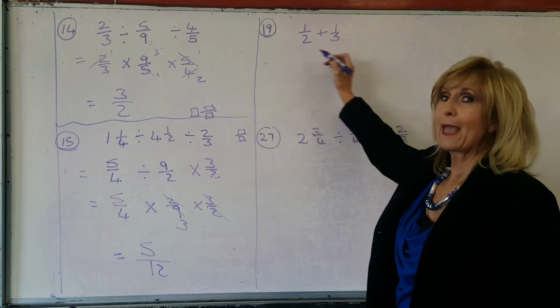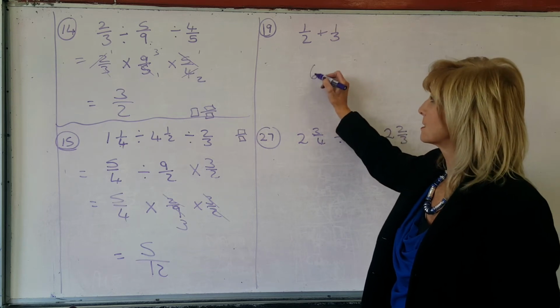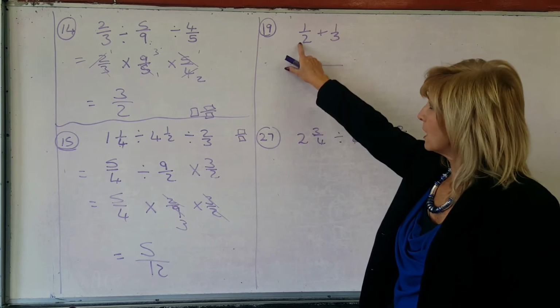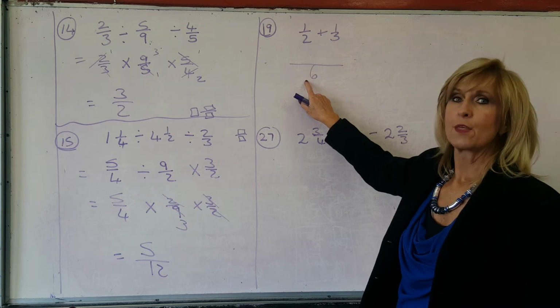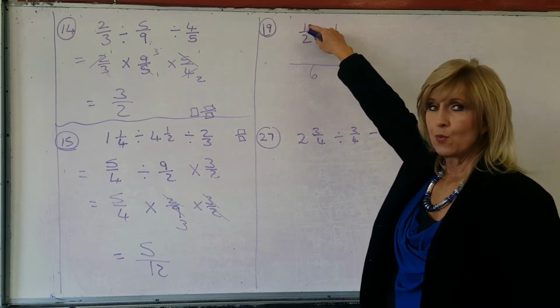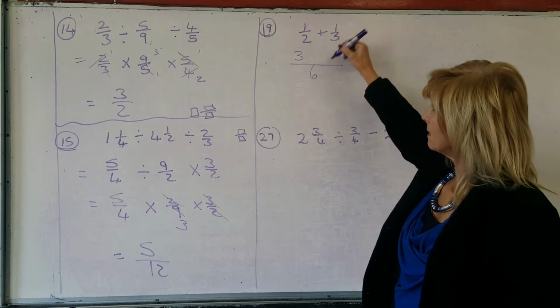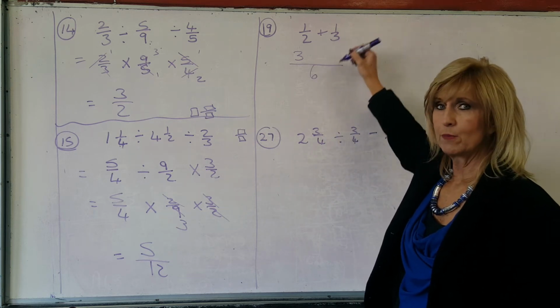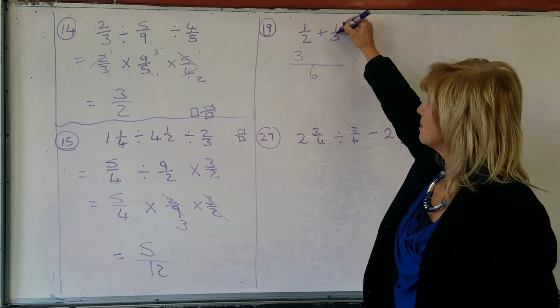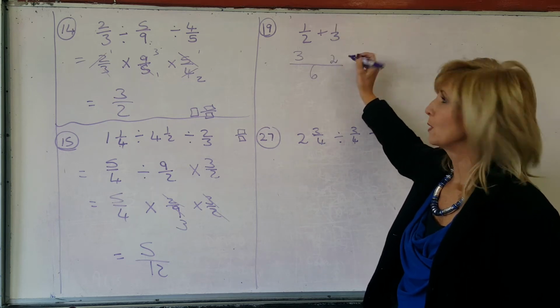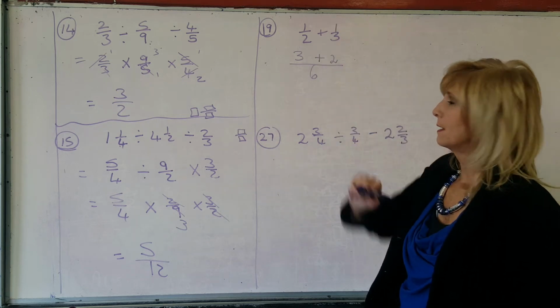So the LCM is then 6. What did you times with 2 to get to 6? 3. What do you times with the 1? Also 3. So it gives you a 3. Waarmee het jy 3 gemaal om by 6 uit te kom? Jy het gemaal met 2. Dan moet jy bo ook maal met 'n 2. So dan gee dit vir jou 2 en die plus bly 'n plus.